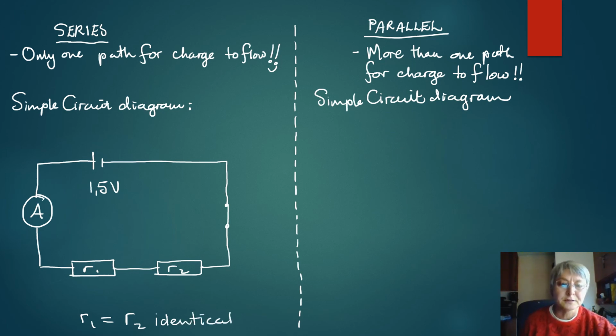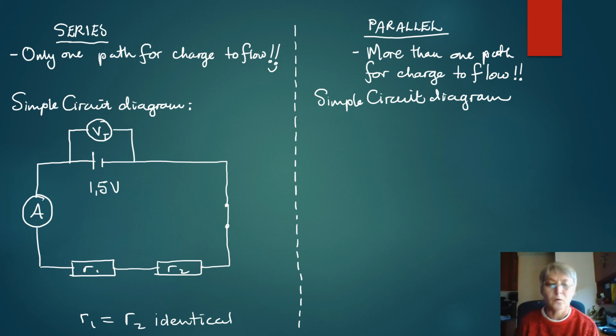If we connect a voltmeter across the battery to read the total available volts to the circuit, it would measure 1.5 volts. Now, 1.5 volts represents 1.5 joules per coulomb of charge. So we must remember that this is the energy available per coulomb of charge to the circuit.